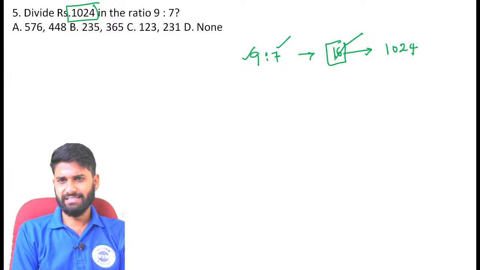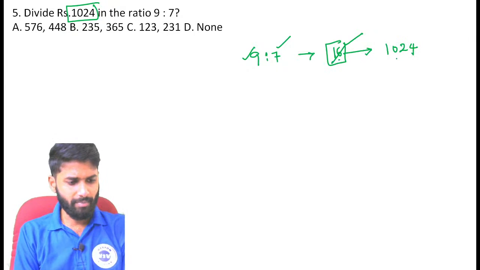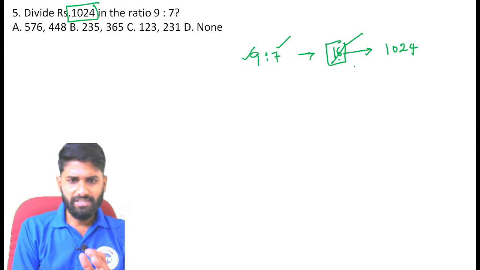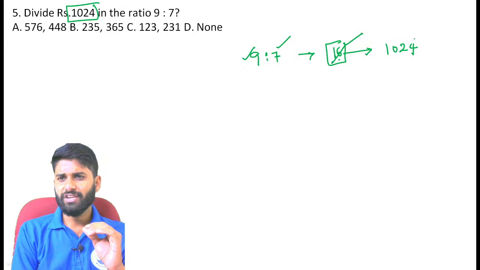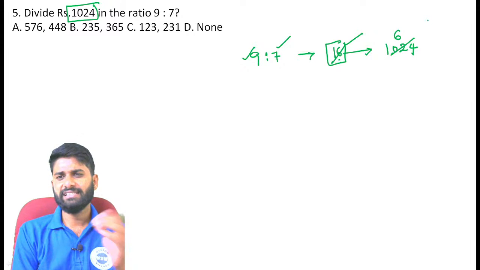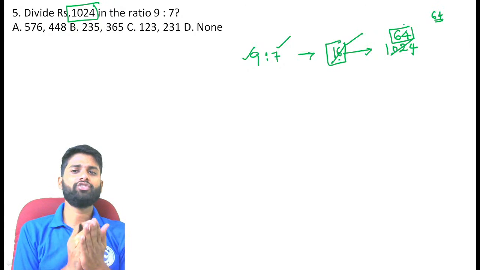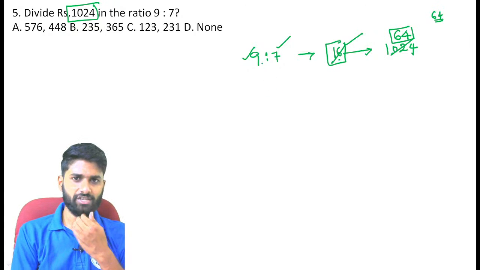1024, guys. Quantity is equal to number. We need to find the number only now. So 16 becomes 1024. See, 16 times 6 is 96. We are left with 64. Now 16 times 4 is 64. So each quantity is equal to 64.